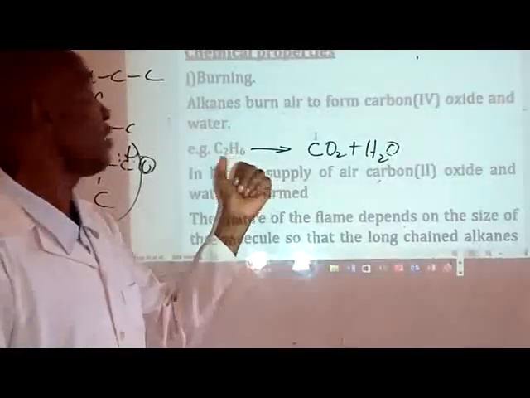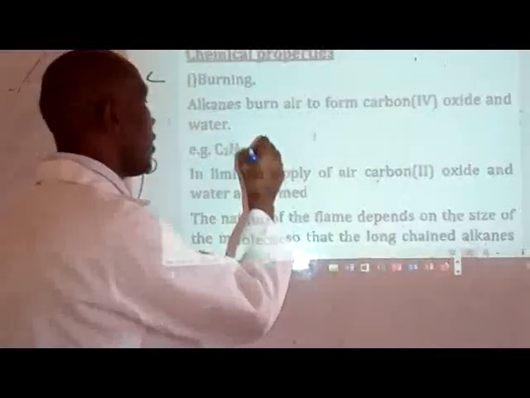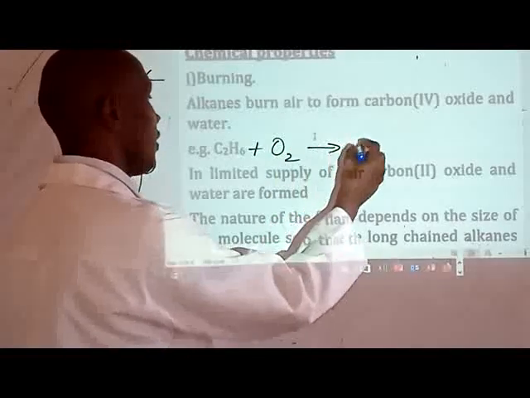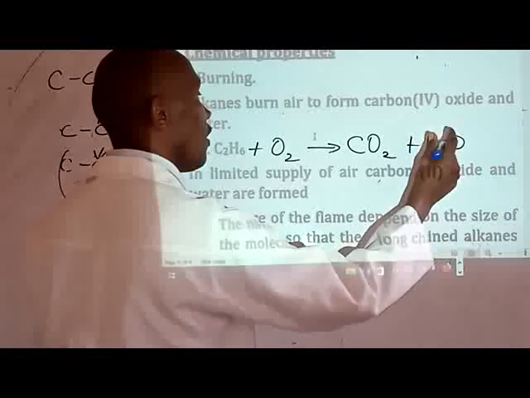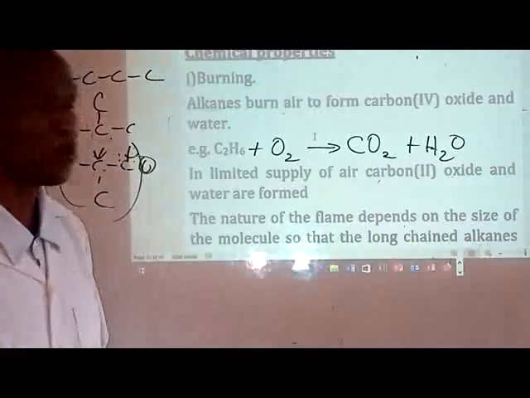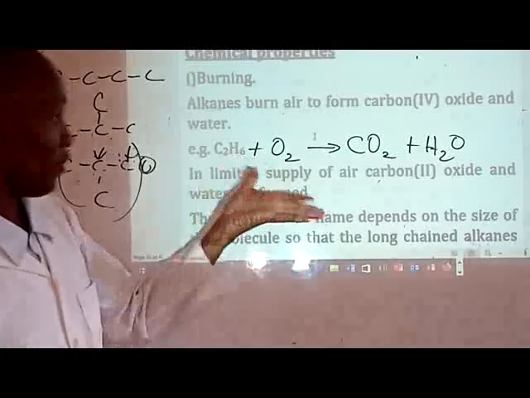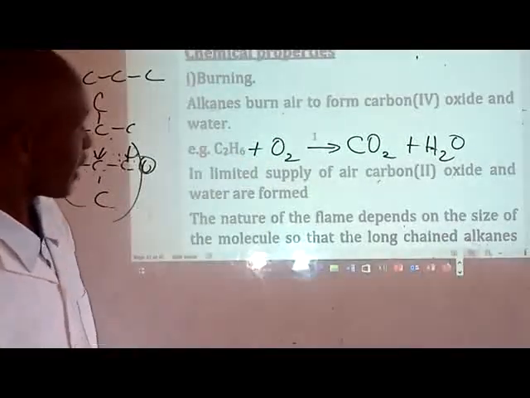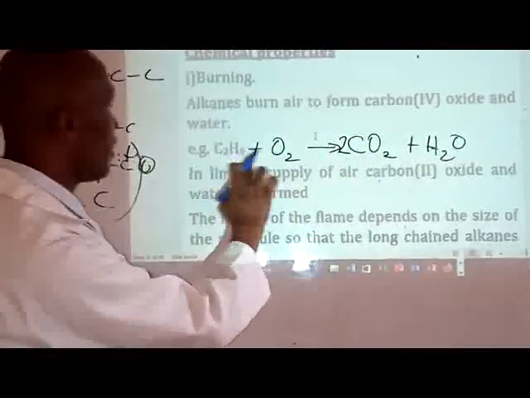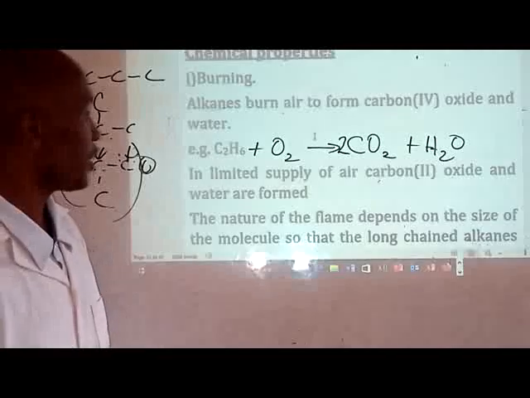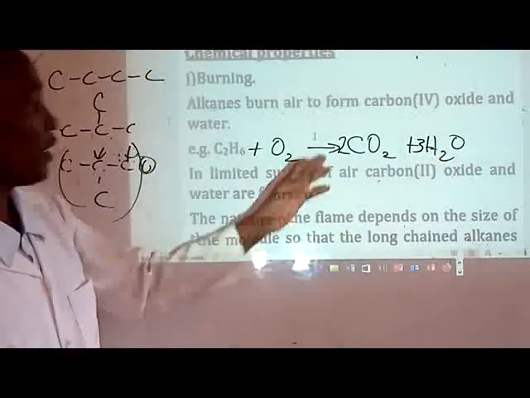So combustion involves the addition of oxygen. So we add oxygen to that. We get carbon dioxide plus H2O. Remember, if you have a limited supply of oxygen, you may get carbon monoxide. So let's balance that equation. There are 2 carbon there, so I need to put a 2 there. There are 6 hydrogens there, so I need to put a 3 there. And now I need to balance the oxygen.